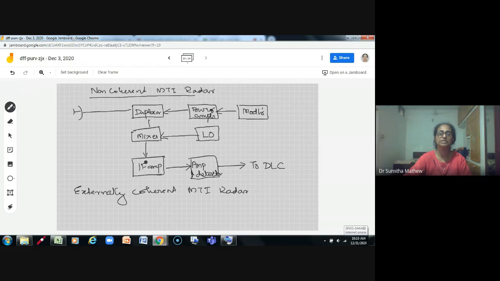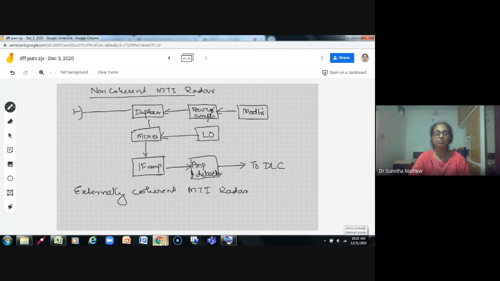The signal that is mixed with the clutter is given as reference here, that is, this local oscillator signal. It is an external signal mixed in the receiver mixer, then IF amplified, then extracted by a conventional amplitude detector, then given to a delay line canceller, which will remove the clutter echoes. This is also known as an externally coherent MTI radar. For more explanation, you can refer to the textbook by Skolnik. Okay, I have taken this from there only.